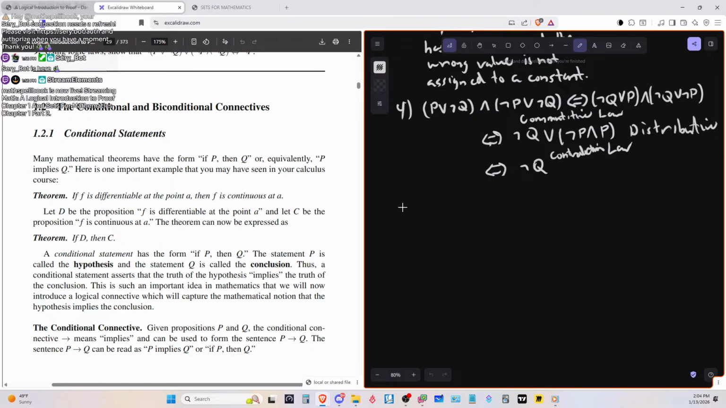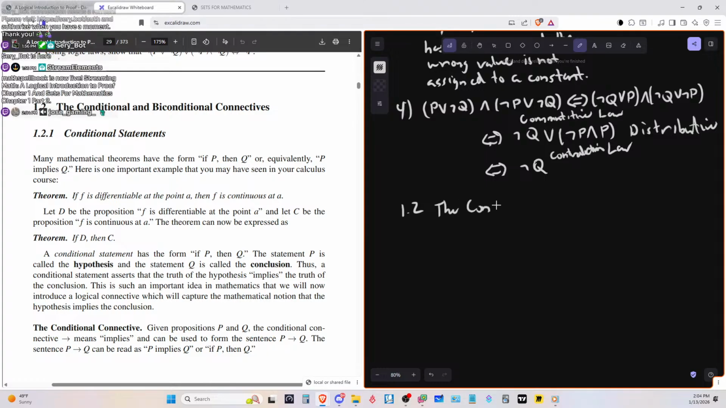So, okay, so we have the conditional and biconditional. Oops.